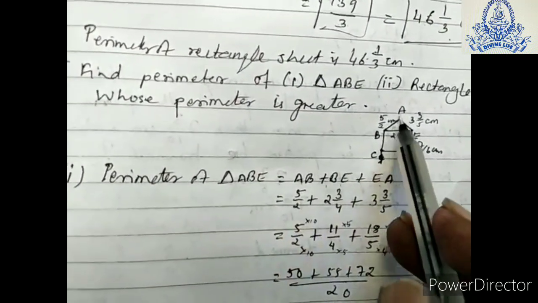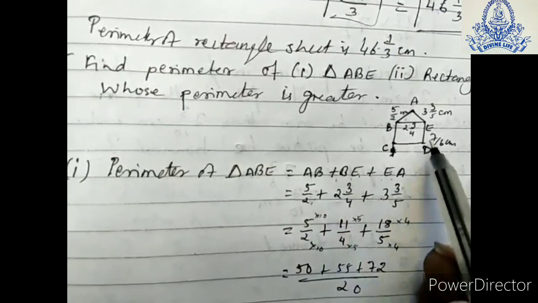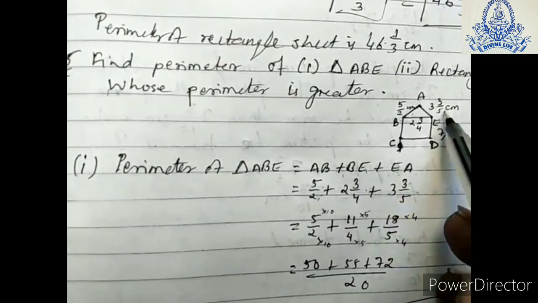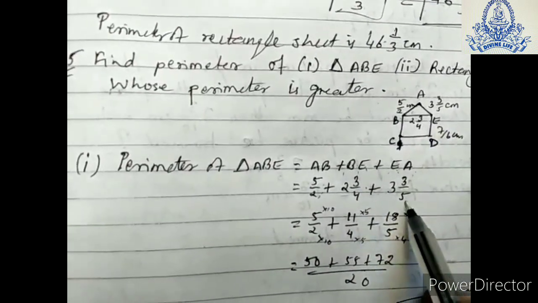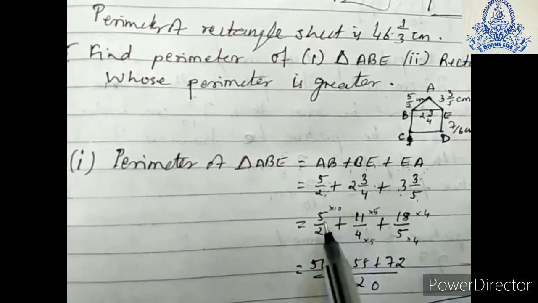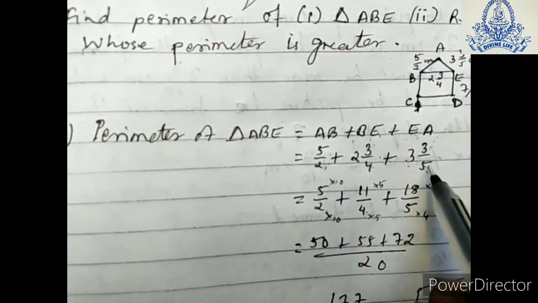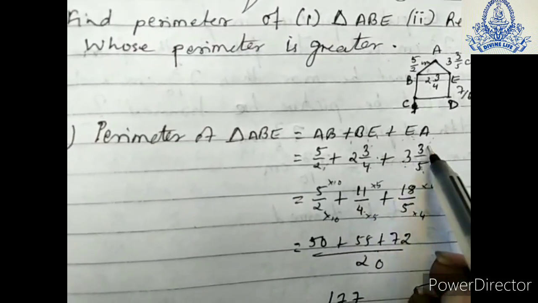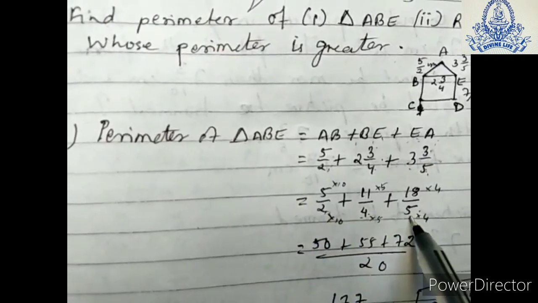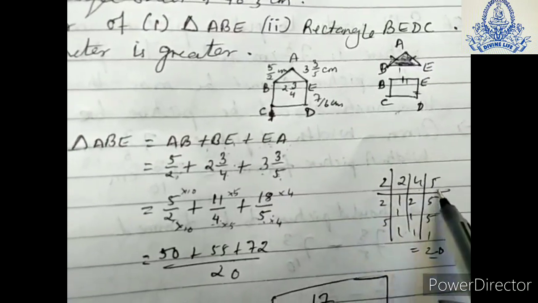So AB we have got 5 upon 2, BE we get 2 3 by 4, and EA we have got 3 3 by 5. So we will add these three sides. So 4 twos are 8, it is 11 upon 4. This will become 5 threes are 15 plus 3, 18 upon 5. So 2, 4 and 5 we got, and after that we will take the LCM of 2, 4 and 5.